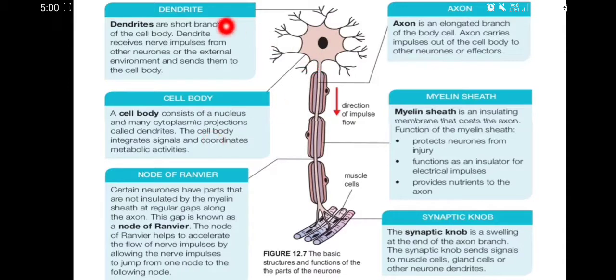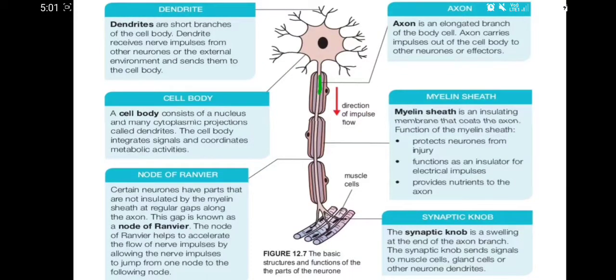And then the second one here, dendrite. This is part of the cell body. This is the dendrite, short branches of the cell body. Dendrites receive nerve impulses from other neurons or the external environment and then send them to the cell body. This means nerve impulses are received here, from other neurons or from the external environment, received by dendrites and then sent to the cell body. And then next one, this one is the axon.